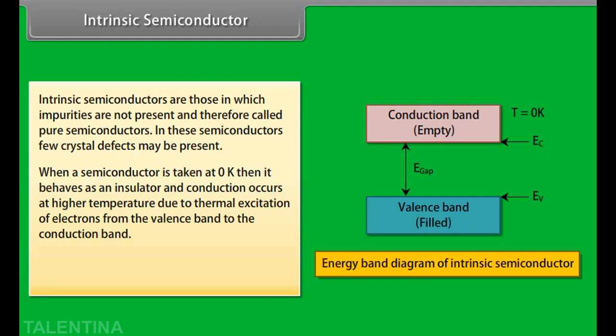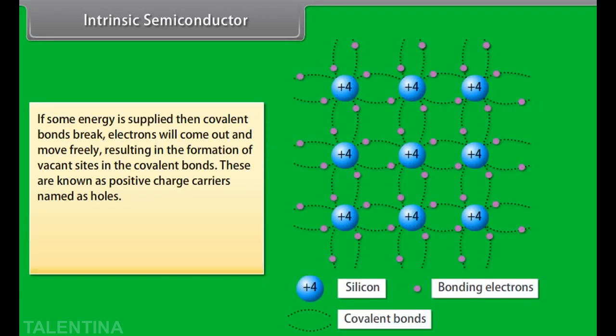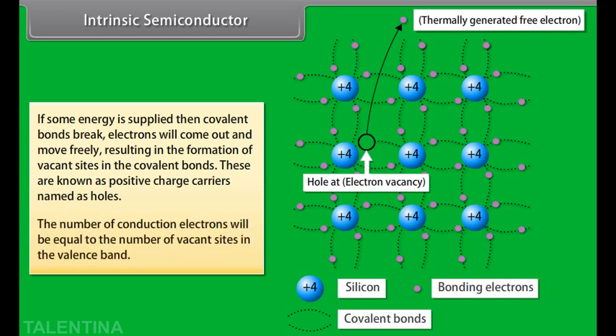Let us consider silicon, which has 4 valence electrons. In order to gain stability, it has to make 4 covalent bonds. The electrons which participate in the covalent bonds are known as valence electrons. If some energy is supplied, then covalent bonds break. Electrons come out and move freely, resulting in the formation of vacant sites in the covalent bonds. These are known as positive charge carriers, named holes. The number of conduction electrons will be equal to the number of vacant sites in the valence band.